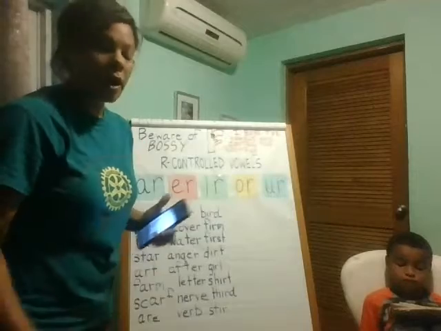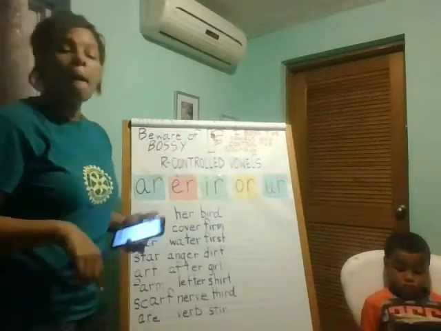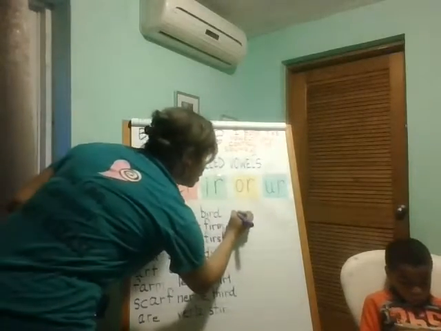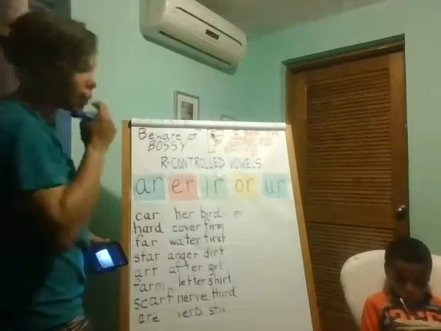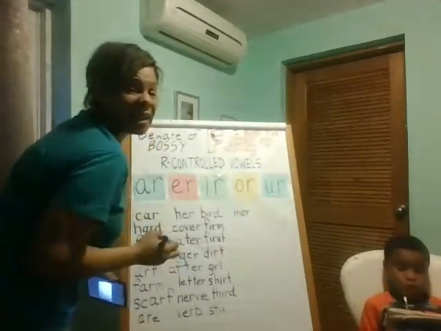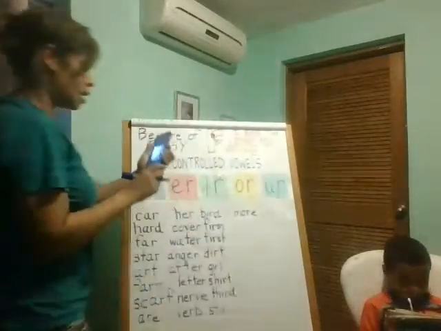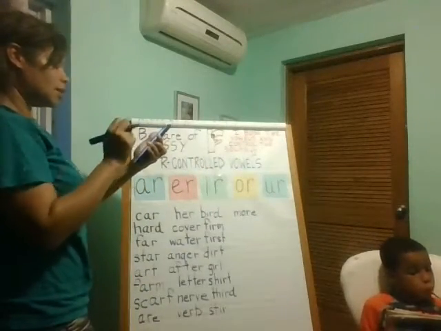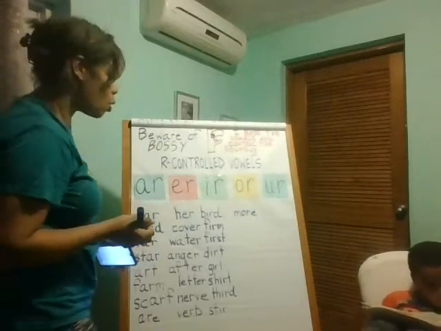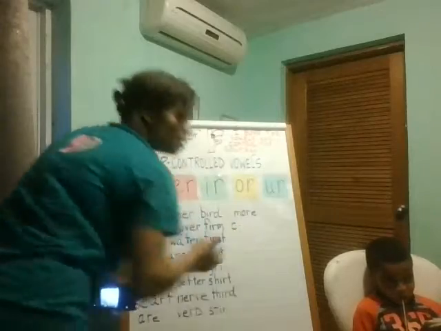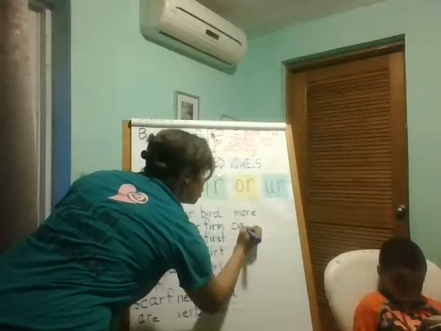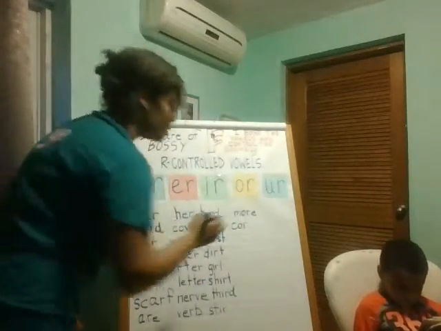Two more and then we're done. O-R makes the OR sound. OR. So these are OR words. More. M. What's next? O-R, and has a silent E at the end. Okay, more. Next, cord, like an extension cord that you plug in. Cord. So C, cord. O-R, what do you get at the end? Cord. D.